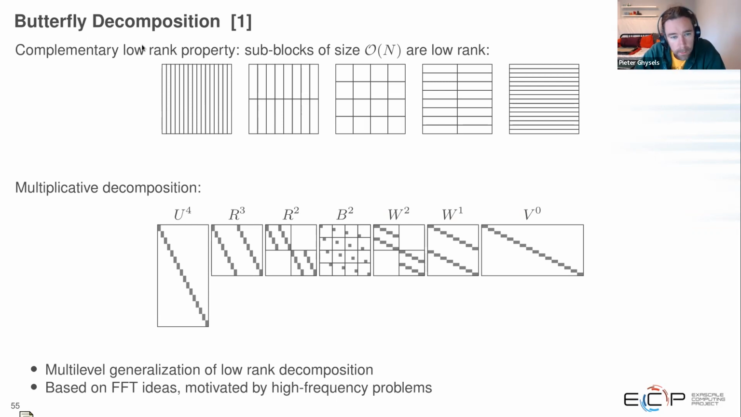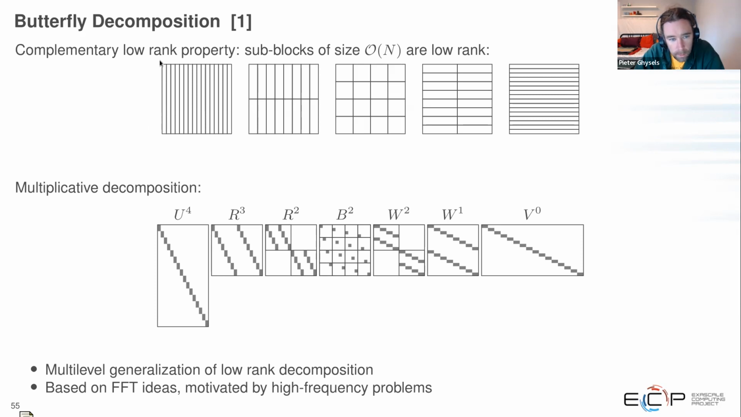And this is based on ideas from the fast Fourier transform, and it's based on this idea of the complementary low rank property. So suppose you have this square matrix, and you can partition this in multiple ways in subblocks all of size order n. So this is an n by n matrix.